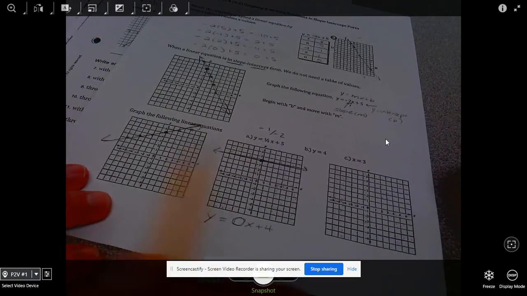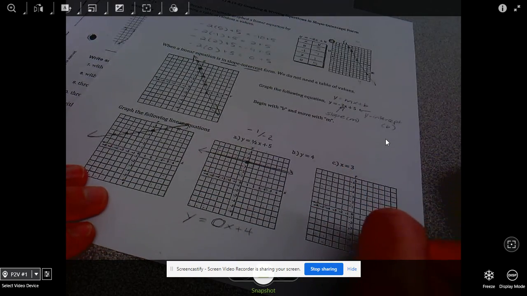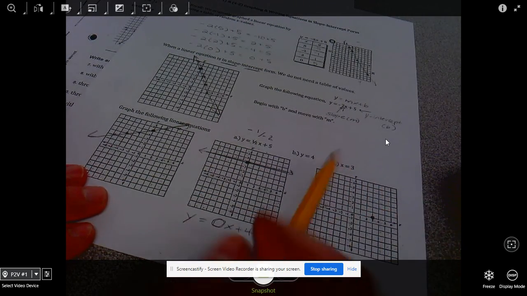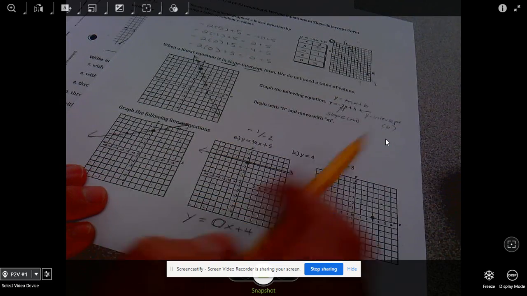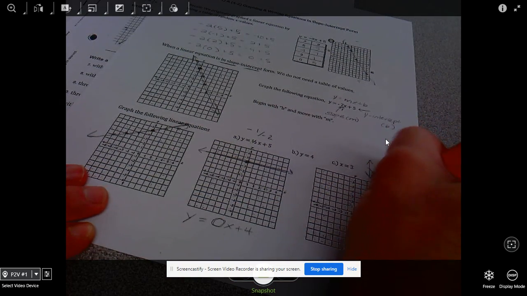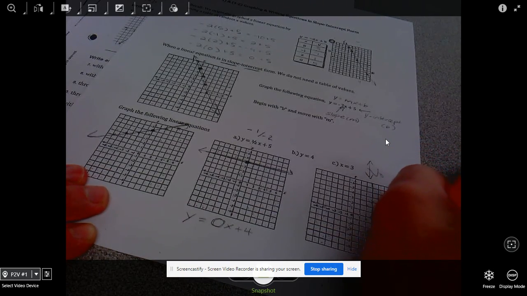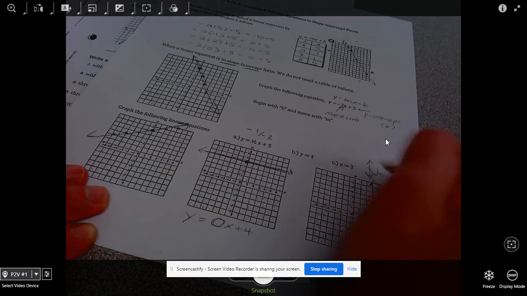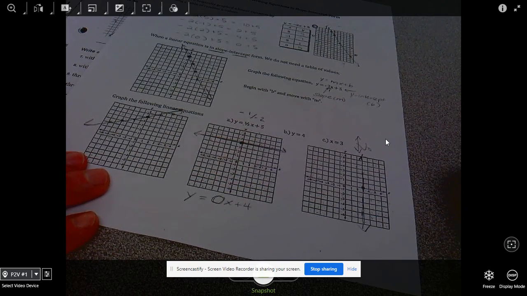For part C, it says x is 3. So you go to the x-axis and go to 3. This is not written in slope-intercept form. If it's not written in slope-intercept form, that means there is no slope, so draw a line straight up and down. No slope. X equals is straight up and down. Y equals is left to right.